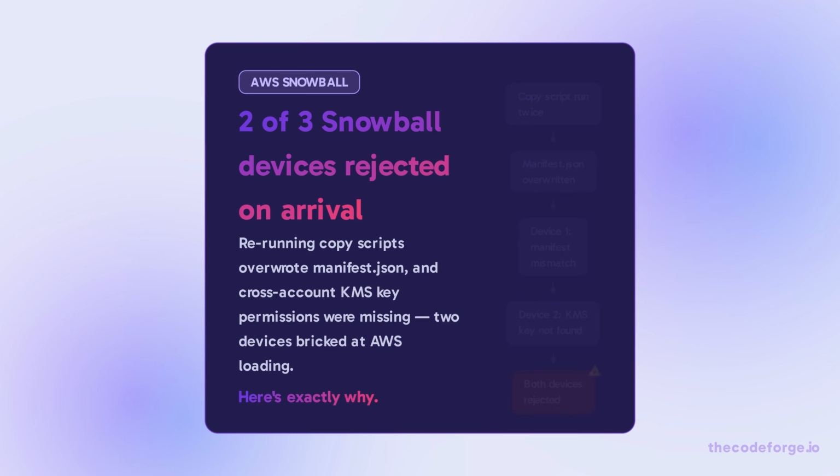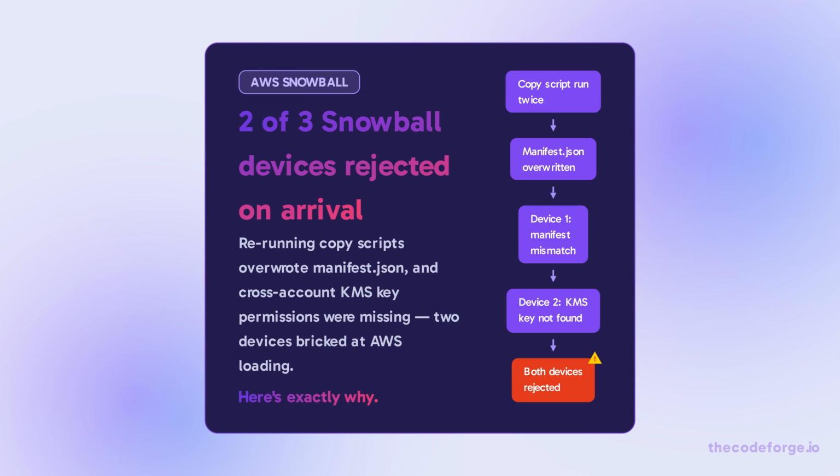2 out of 3 Snowball devices rejected on arrival, one because a rerun copy script corrupted the manifest, the other because the key management service key lived in the wrong account. That's weeks of migration lost. Let's break down exactly why this happens and how to avoid it.